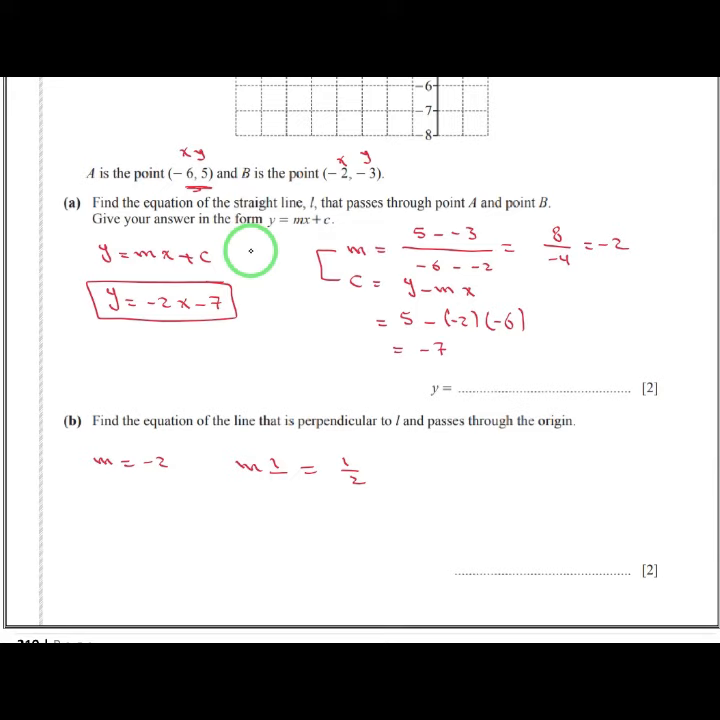The slope of the perpendicular is equal to half, so the equation of the new straight line is y equal mx plus c, y equal half x plus 0. 0 because the line is passing through the origin point, so it cuts the y-axis at the point 0. We can write now y equal half x. Thank you.